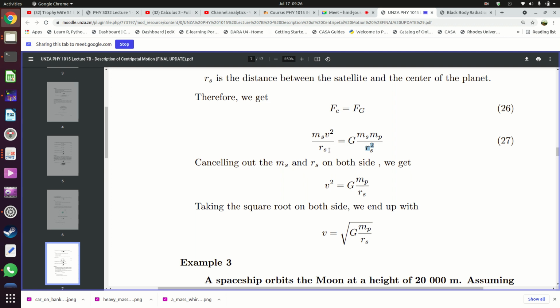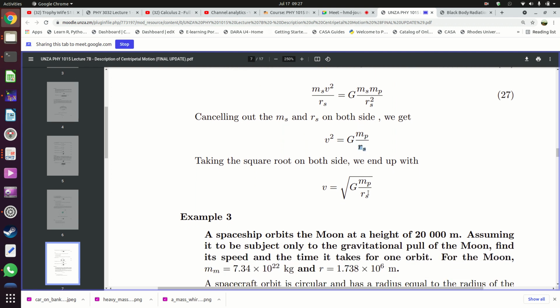When you do that, you cancel out this bit and that bit, then you cancel out r and one of the r's, and you end up with v squared equals G, which is the Newton constant, multiplied by the mass of the planet, then divided by rs. Since we are looking for the speed with which our satellite is going to be moving in space, we take the square root on both sides, so we end up with v equal to the square root of G multiplied by the mass of the planet divided by rs.